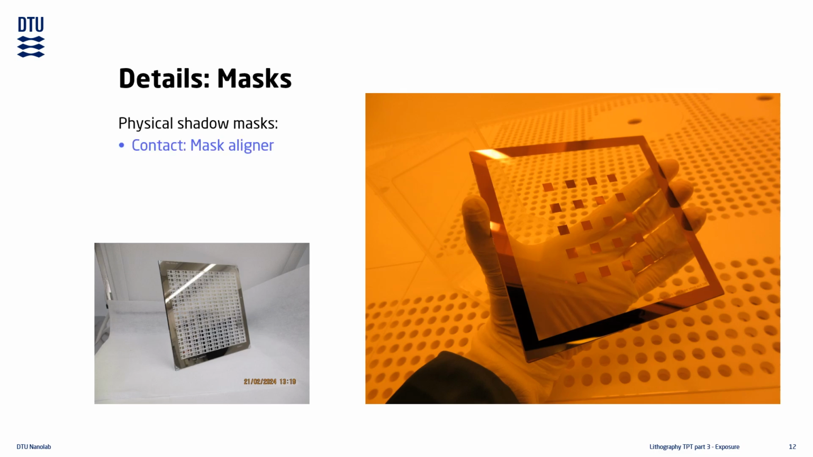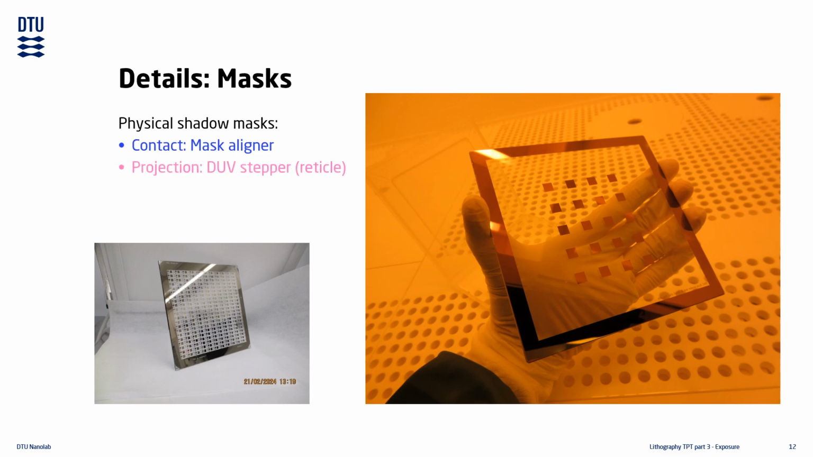The first tool is called a mask aligner, which is a contact exposure tool. This tool uses shadow masks which are placed in contact with the substrate. Light is then passed through the mask into the resist, which leaves a latent image of the mask pattern in the resist, in a 1:1 magnification.